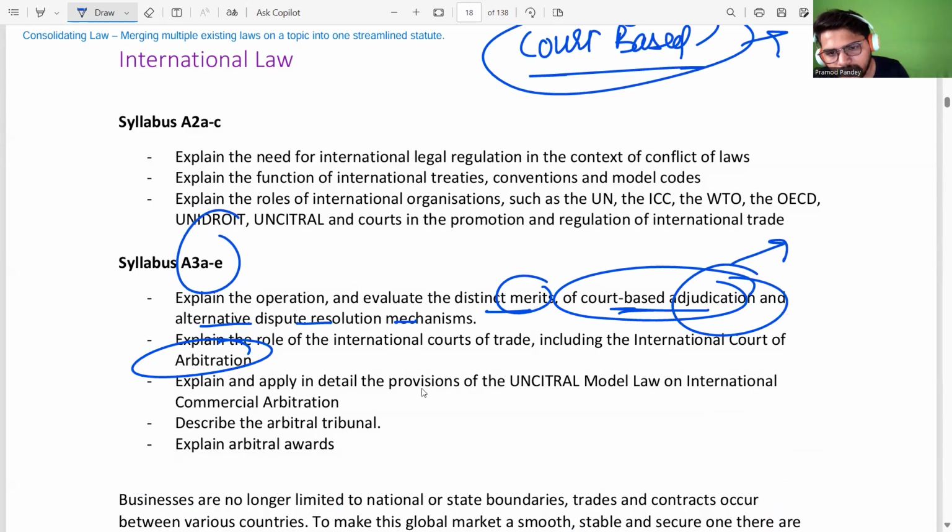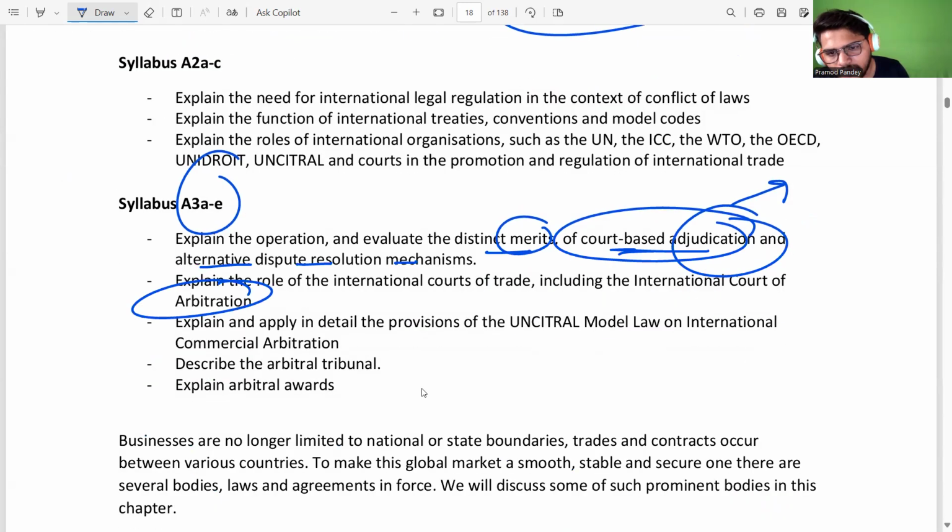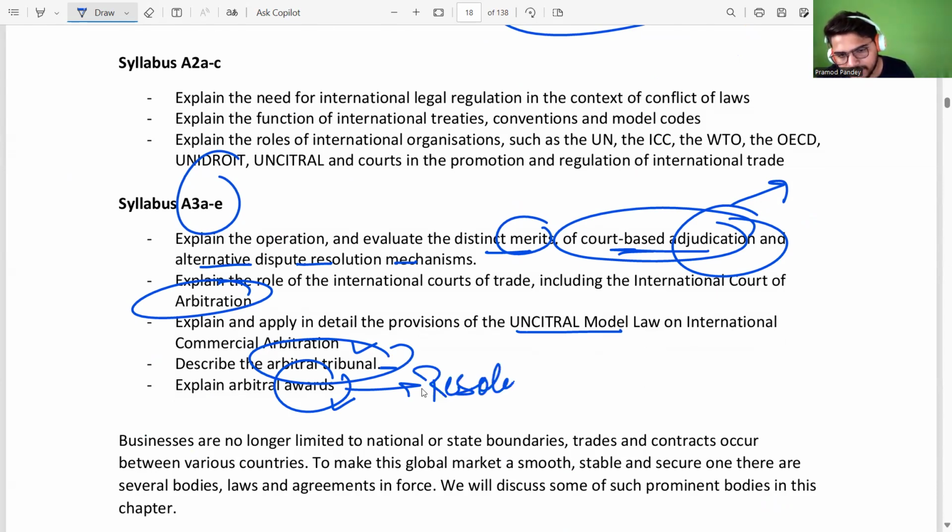Then we will learn about the provisions of the UNCITRAL Model Law on international commercial arbitration, and then we'll learn about the arbitral tribunal and what tribunals are, and explain what an arbitral award is. An award is basically what one party would have after winning the case. So basically, what are the resolutions? Okay, the resolution the parties were looking for.